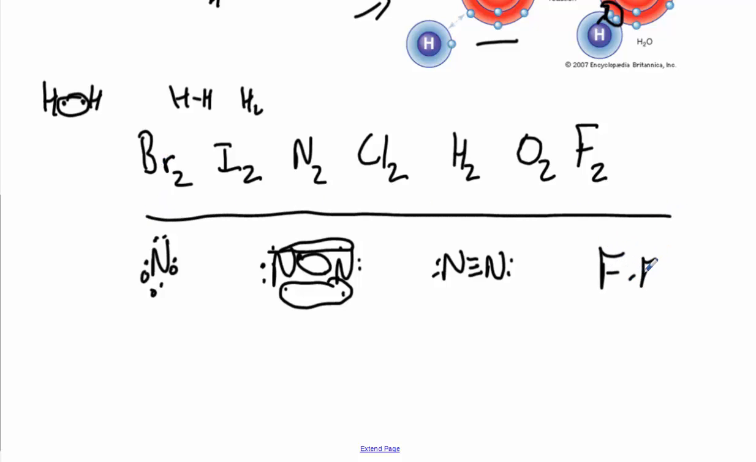The rest of these all do similar things. Fluorine forms a bond between it and another fluorine, and oxygen does that too. It'll be a double bond with oxygen because it's got those 2 electrons to share. Chlorine will be single. Bromine will be a single. Okay. So bonding is just a way for atoms to become stable.